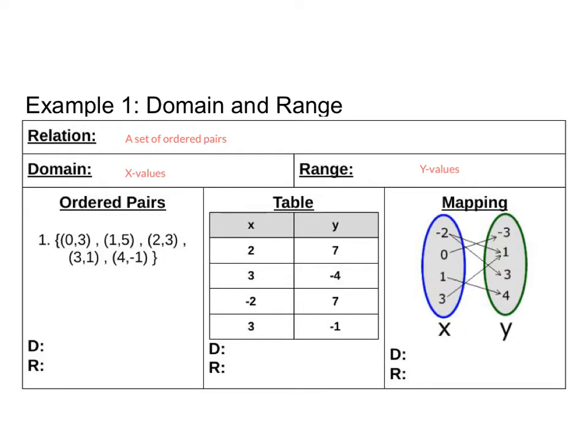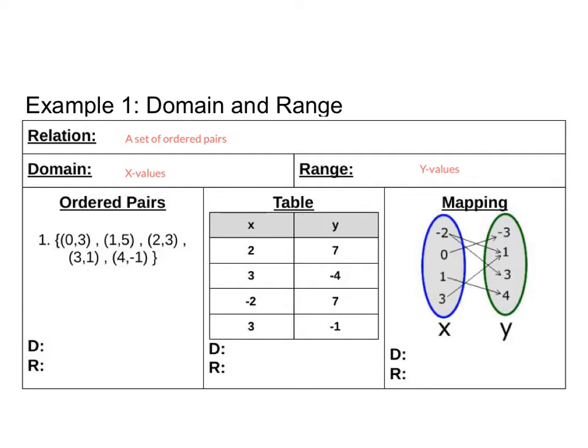So these first three, let's take a look at your ordered pairs, your tables, and mapping. Before we get looking at that, just remember a few things. That relation is a set of ordered pairs. So all of those ordered pairs, tables, mapping is all different ways to represent these sets of pairs. We're going to be looking at our domain value being x values and our range value being y values.